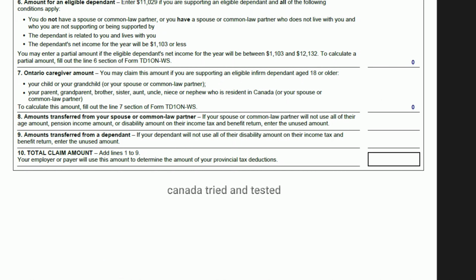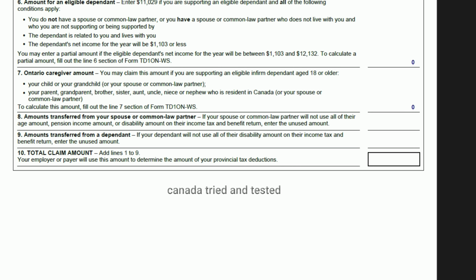So far we covered line 5 credit for your spouse or common law partner. We saw the calculation and the conditions. Same for eligible dependent like child or parent or your support, and also we saw Ontario Caregiver amount for supporting an infirm relative. Now line 8 and 9 are a little different and it can be confusing. They're not about claiming a new credit. They're about transferring unused credit from someone in your family to you.